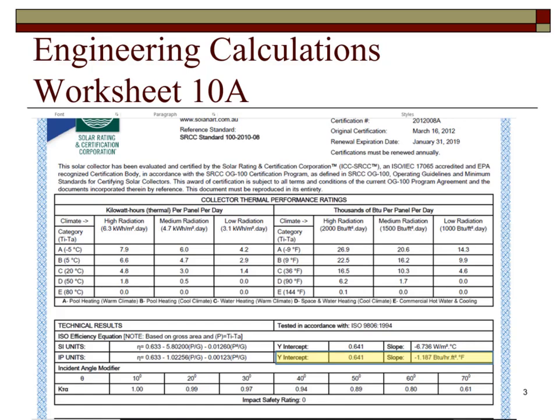On slide 3, the portion of the technical sheet is expanded that shows the intercept and slope of the straight line equation of the efficiency. The y-intercept is 0.641 and the slope is minus 1.187. We will use these values to plot the curve.